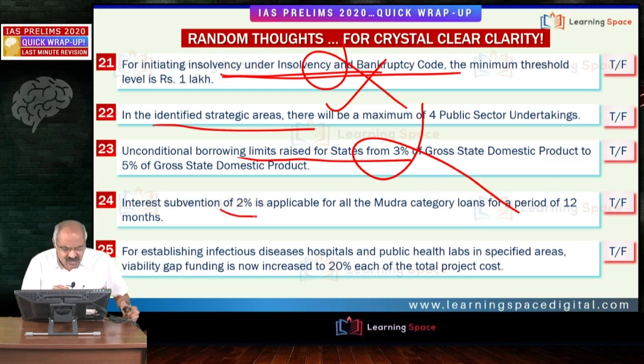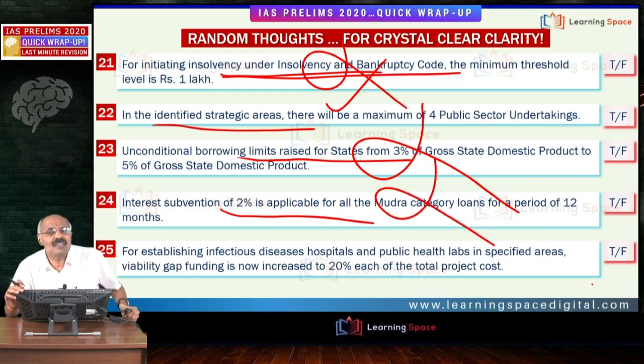Then, interest subvention of 2%. As part of Atmanirbhar Bharat Abhiyan, interest subvention of 2% is applicable for all the Mudra categories. This is wrong. It is applicable for only Shishu category loans for 12 months. 2% interest subvention for Shishu category loans for 12 months. Please correct this statement. Look at the next statement.